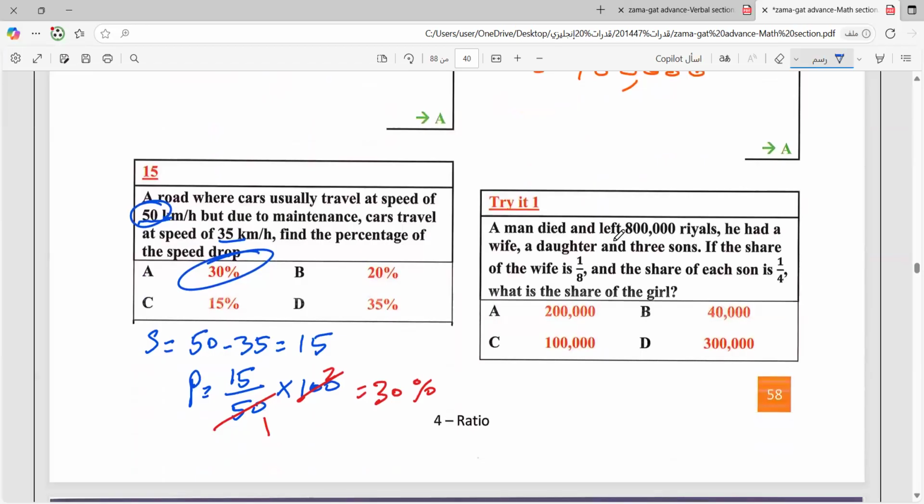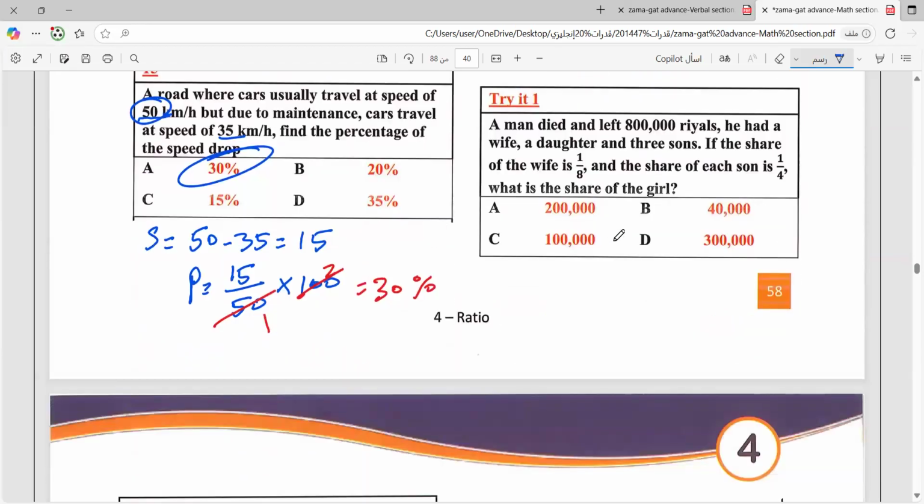Okay, try it. Number 1. Read. A man died and left 800,000 riyals. He had a wife, a daughter, and 3 sons. If the share of the wife is 1 over 8 and the share of each son is 1 over 4, what is the share of the girl? So we do the exact same as before. We add 1 over 8 plus 1 over 4 and 1 over 4, because there are 3 sons. So we add 1 over 4 three times, the same way.